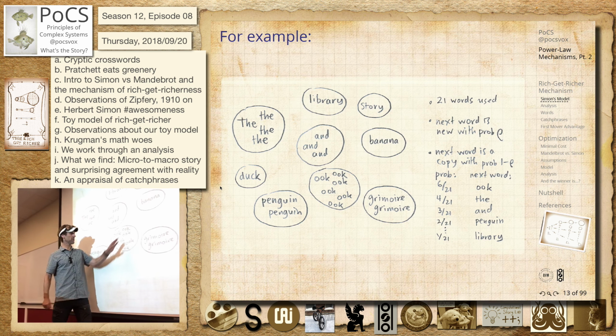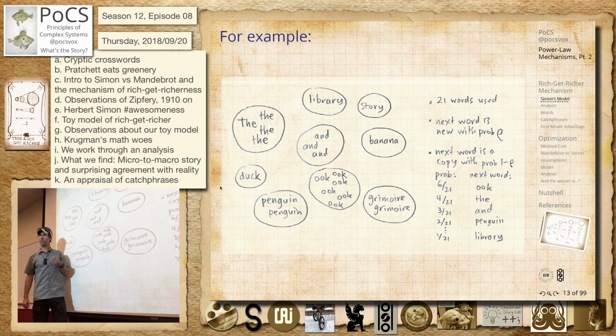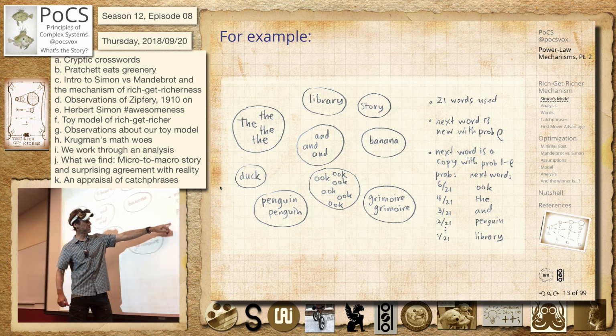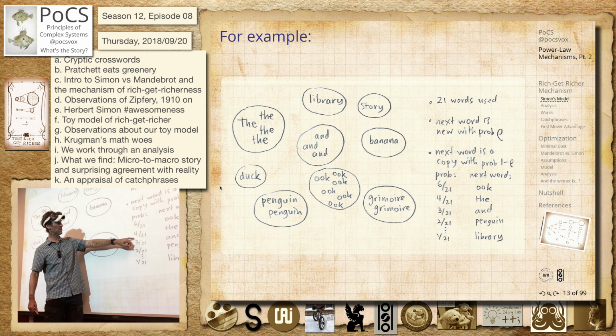Fair enough, right? So we're not selecting by groups. That's a more difficult thing. So if we wanted to select by groups, right? So here are the 6 on 20. There's a 6 in 21 chance that you get ook, 4 in 20 for thee, and a 1 in 21 you get library.